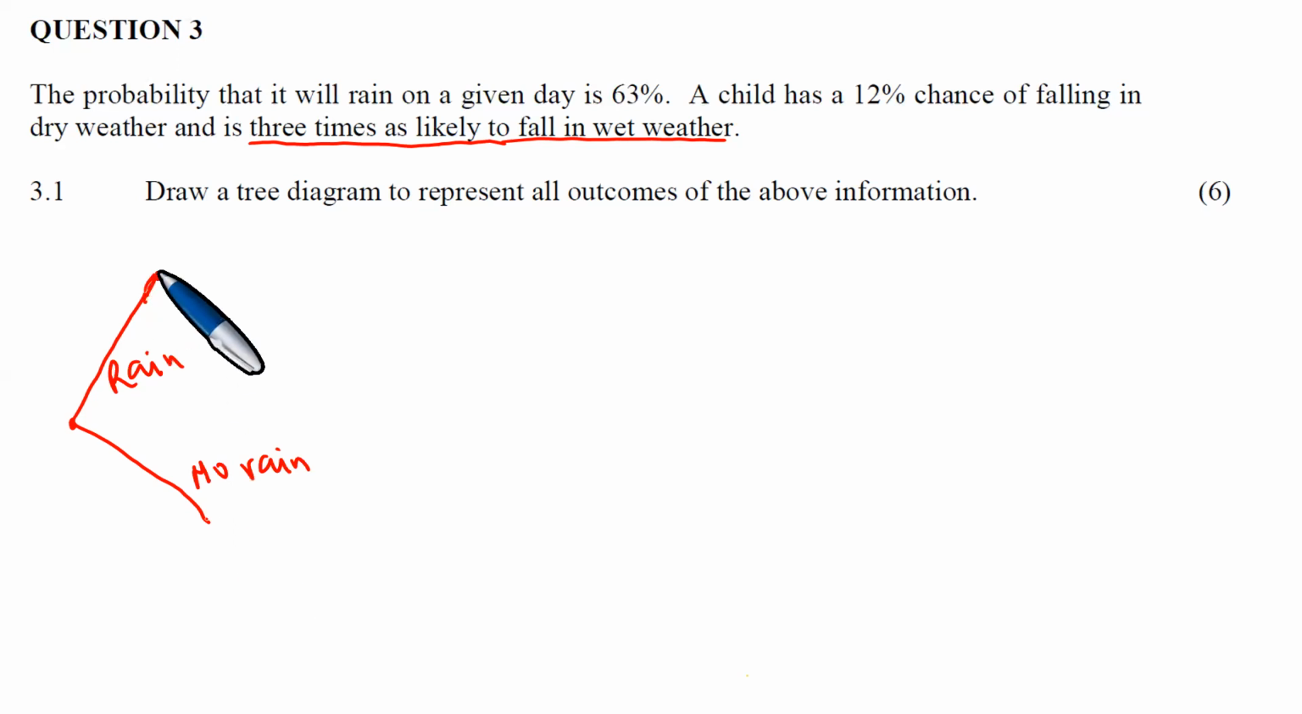Right, so let's continue. The probability that it will rain on a given day is 63%. So if the probability of rain is 63%, what's the probability of no rain? The probability of no rain is going to be 100% minus 63%, which is 37%.